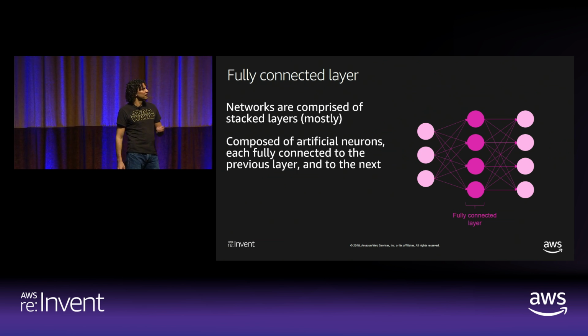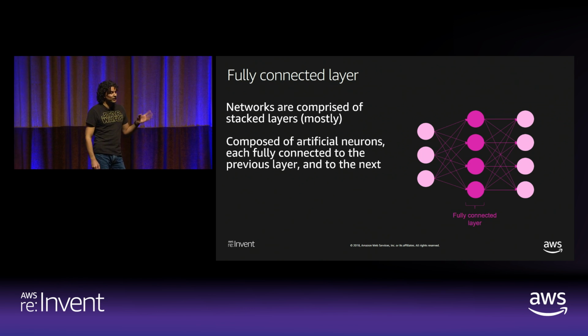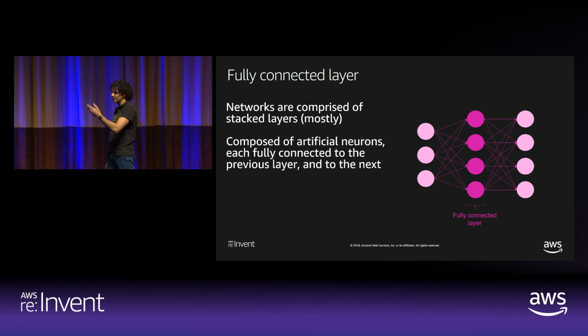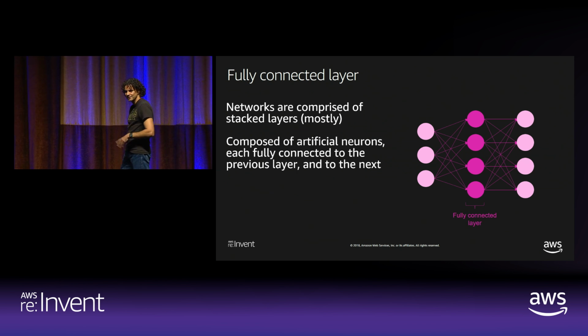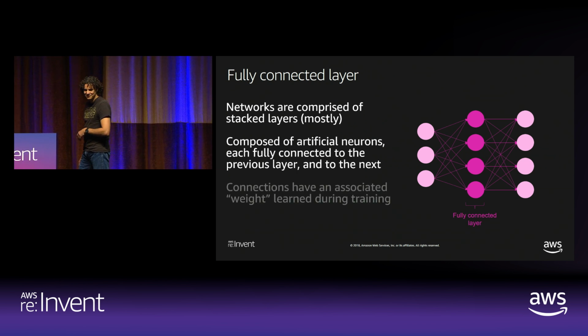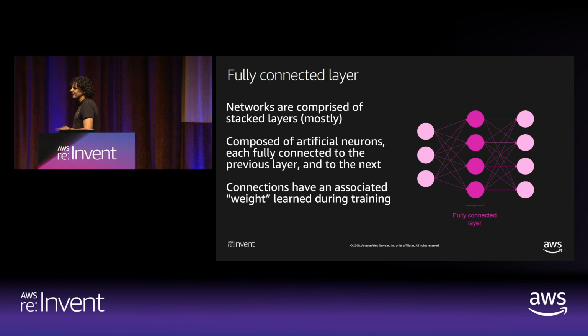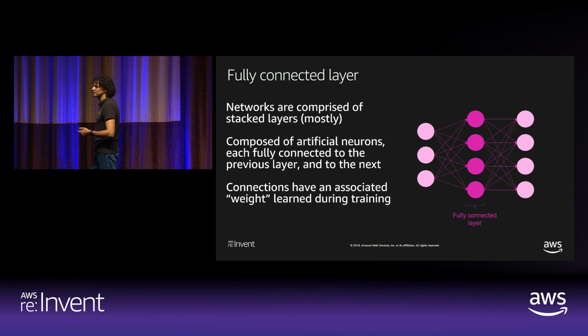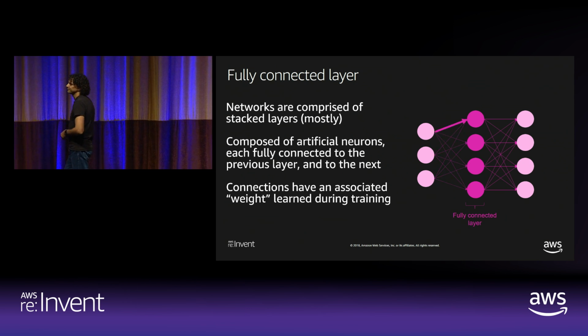So that's the basic layer called the fully connected layer. Sometimes it's also referred to as a dense layer, and the name dense comes from the fact that if you look at all these lines, it looks pretty dense, right? And the weights that I mentioned earlier, each one of these connections has an associated weight that is learned during training. We'll talk more about that, okay?